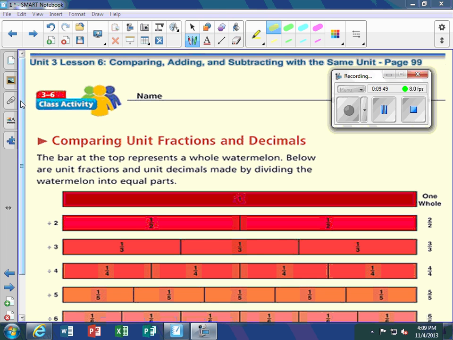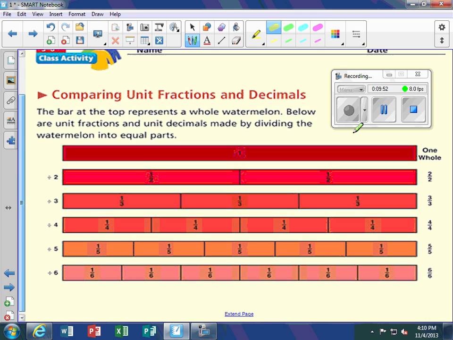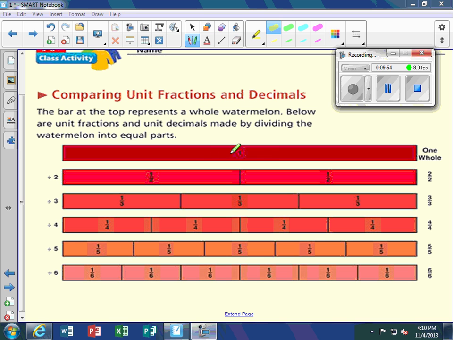So here we go. We have bars here that are representing 1 whole, 2 parts, 1/2, 2 over 2 together makes 1 whole, 1/3, 1/3, 1/3, 3/3 makes 1 whole. 1/4, 1/4, 1/4, 1/4, 4/4 equals 1 whole, and so on, 1/5 and 1/6. Okay?